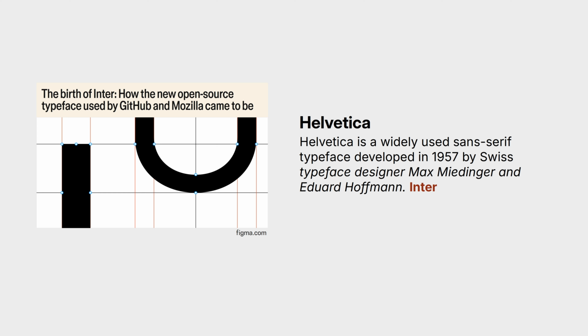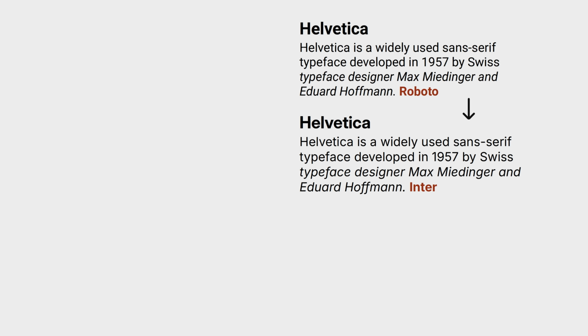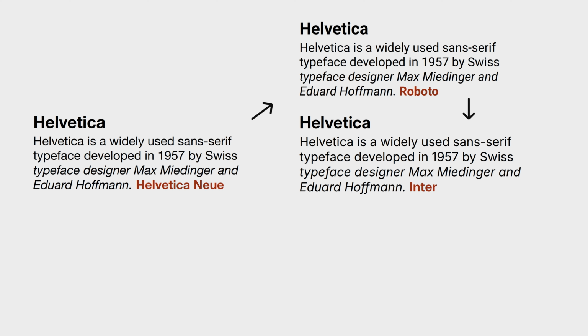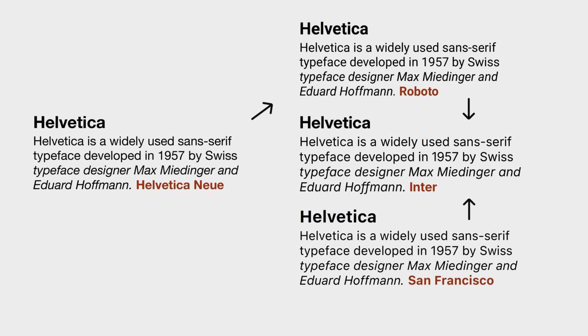Inter was designed by Rasmus Andersson when he couldn't find a font better than Roboto to use during the ongoing development of Figma, the interface design app. Inter is in fact based on Roboto, which in turn is partly based on Helvetica. Oh, and if you're an Apple user and Inter looks familiar, that's because it is partly based on typefaces like Apple's San Francisco as well.